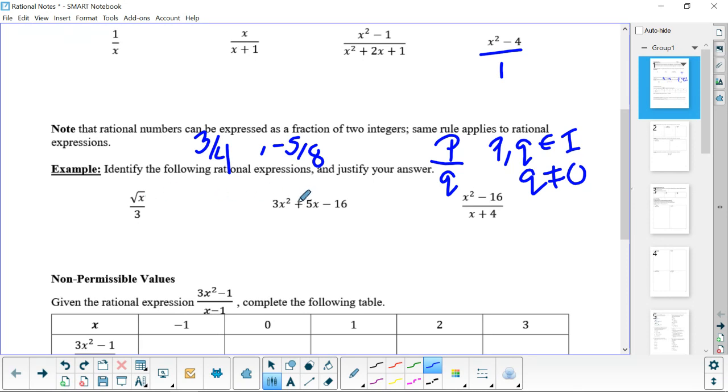3x squared plus 5x minus 16 is a rational expression because I can write this over 1. Next, x squared minus 16 divided by x plus 4 is also a rational expression.